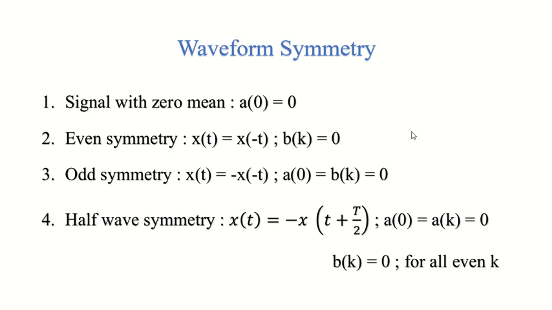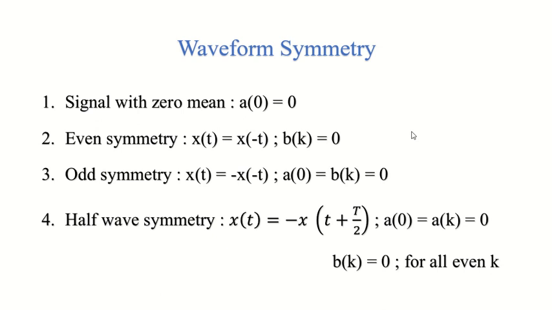The second one is called even symmetry. We already saw what even symmetry and odd symmetry are in the first playlist and first chapter. So same as that, the even symmetry says the signal is even if my x of t is equal to x of minus t.